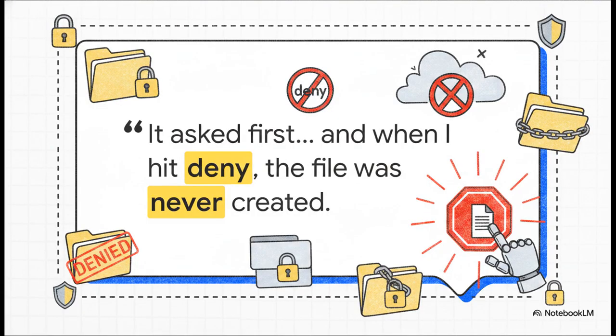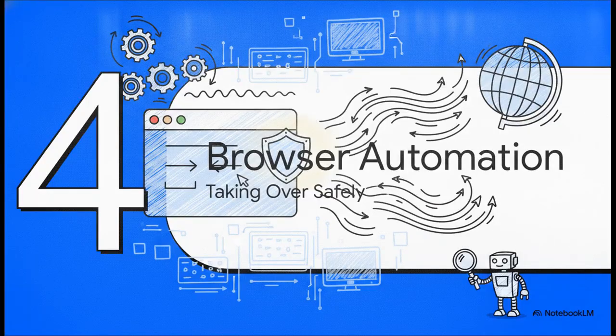And this sandbox isn't just a clever UI trick to make you feel safe. A tech reviewer on YouTube named Reza actually tried to test this. When he prompted the agent to reach outside its designated folder, it didn't just fail silently, or even worse, do it anyway. It asked first. It threw up a dialog box showing the exact path it wanted to access. And when he hit deny, the file was physically never created. It actively blocks unauthorized file creation.